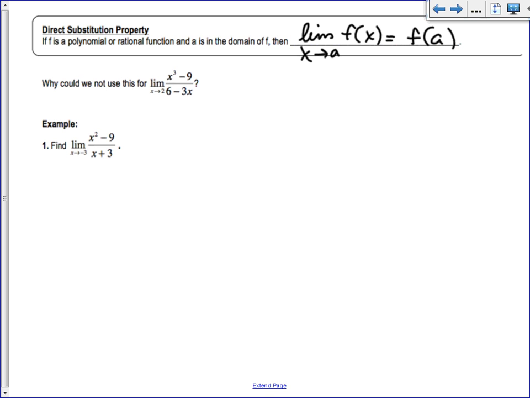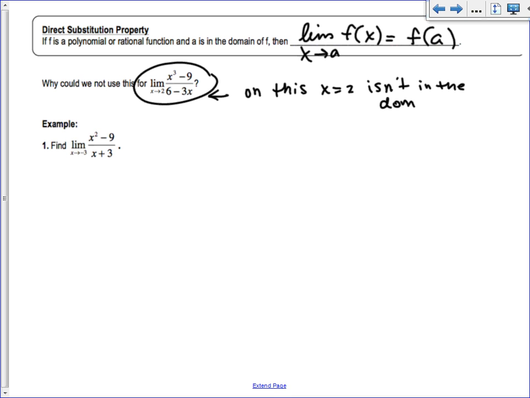All right, so why could you not use it for something like this? Well, on this, x equals 2 isn't in the domain. Right, there's a vertical asymptote there. It's not in the domain. So you can't use the direct substitution property if you're getting a 0 on the bottom. I don't know, this one could factor, right?